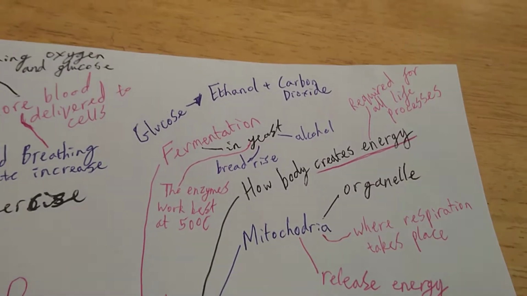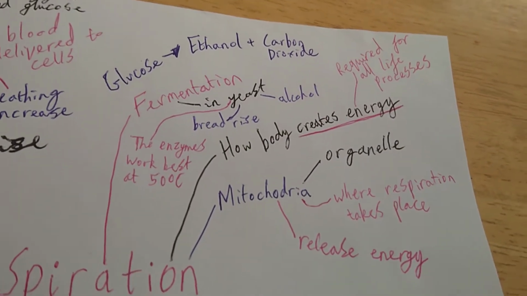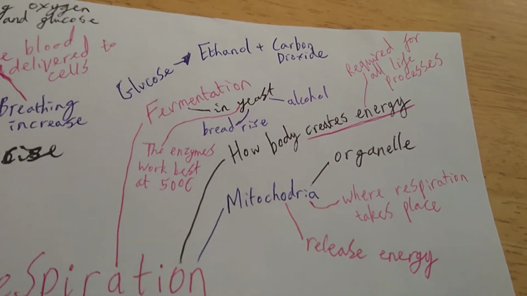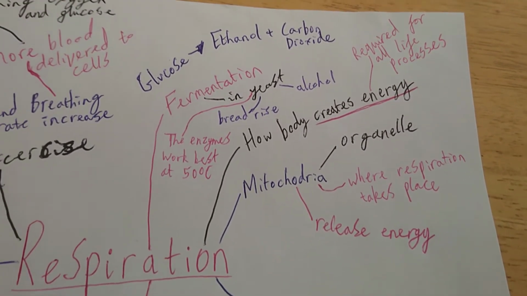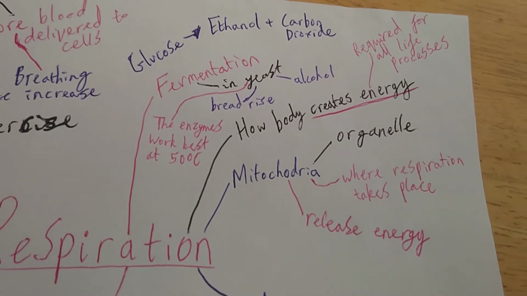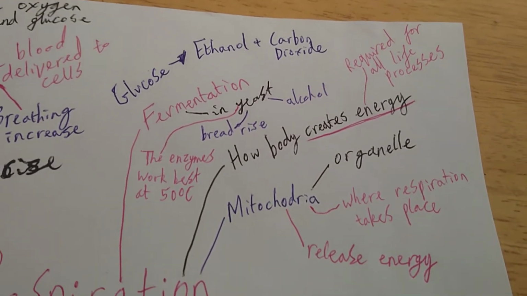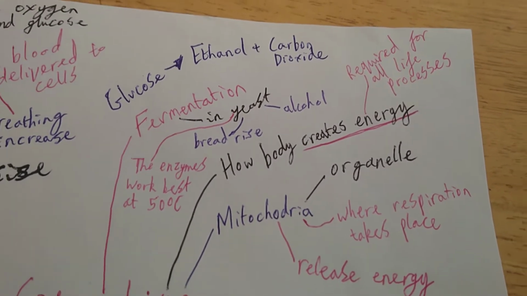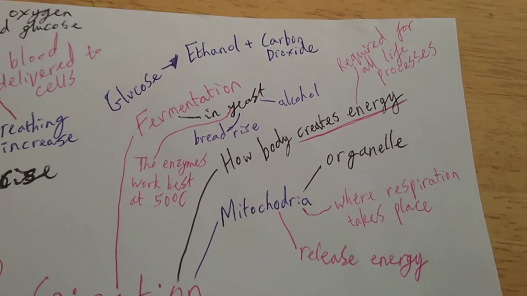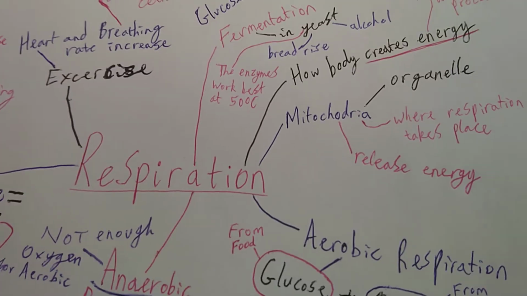Fermentation is, in many ways, similar to anaerobic respiration. It's when glucose is turned into ethanol and carbon dioxide. Fermentation happens in yeast, and the enzymes work best at 50 degrees Celsius. Yeast is used quite commonly in things such as to make bread rise and to make alcohol.